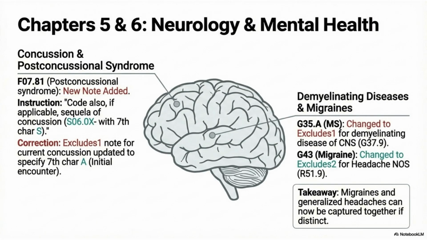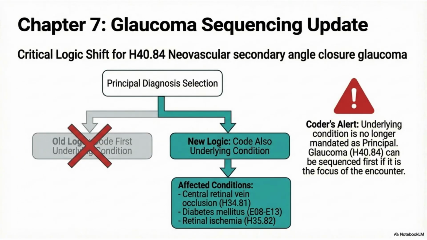A key update involves post-concussional syndrome. F07.81 now instructs coders to code also the sequela of concussion when applicable. Additionally, the Excludes1 note for current concussion has been clarified to apply only to initial encounters. In neurology, migraines and generalized headaches can now be coded together, a meaningful shift for chronic headache patients.